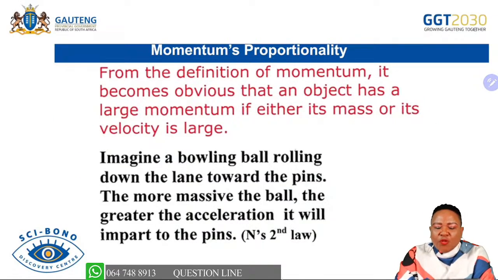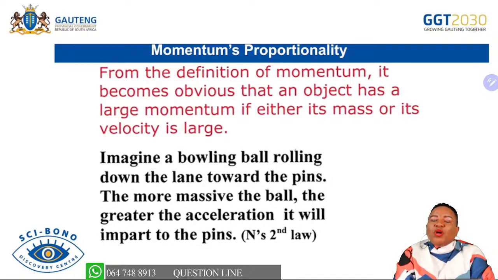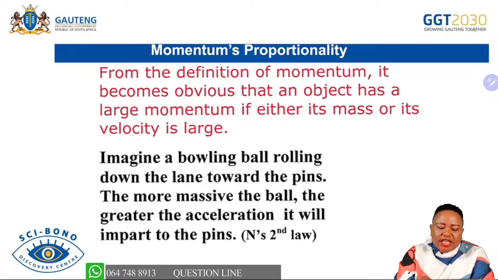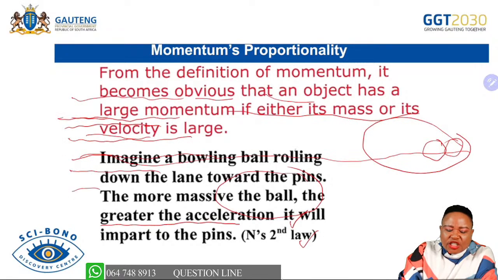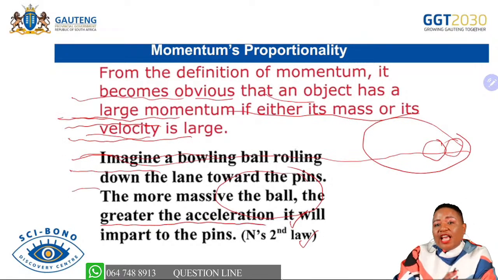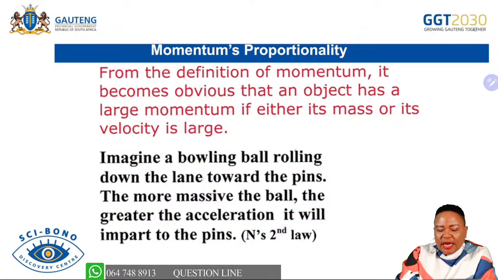Now, from the definition of momentum, it becomes obvious that an object has a large momentum if either its mass or its velocity is large. So if you look at the relationship, because the relationship is very important in terms of the proportionalities, you need to know what will happen if one of the quantities in the formula is increased. So this one is a very simple relationship of mass and velocity and the momentum. So we know that as we are having a greater acceleration, because you know the relationship between velocity and acceleration that we took down from grade 10, as we are increasing the acceleration of an object, you are also impacting on the object's velocity.